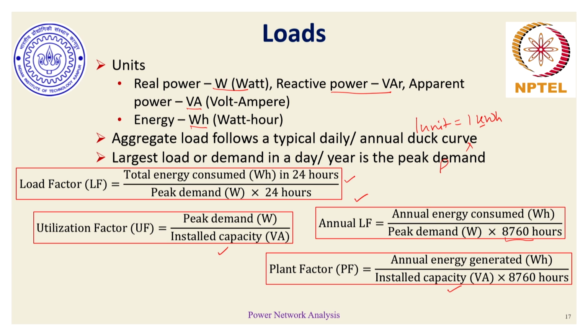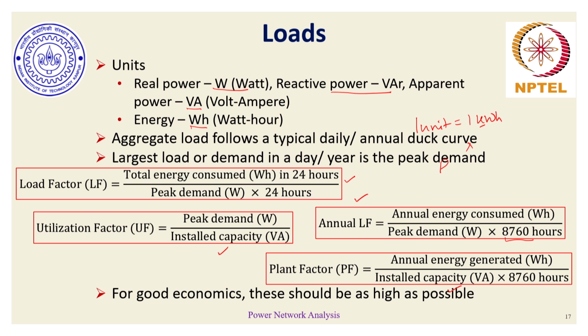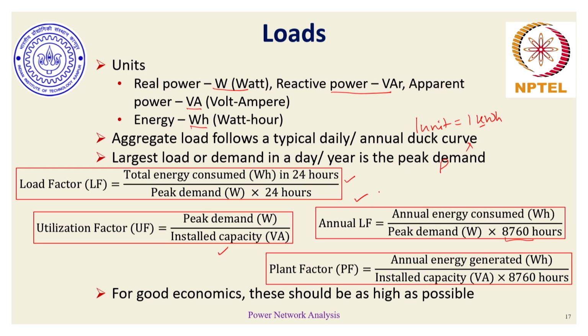As long as these indices are close to the highest possible value, close to 1 to the extent possible, or more than 1, the system tends to have good economics. It indicates that the loads are more or less flat and our installed generations are operating at their maximum possible capacity, because that's how the generation is supposed to make profit. So as long as the annual load factor is as high as possible, the duck curve I showed earlier is close to flat. And if utilization factor and plant factor are as high as possible, our generations are working at their maximum possible capacities.